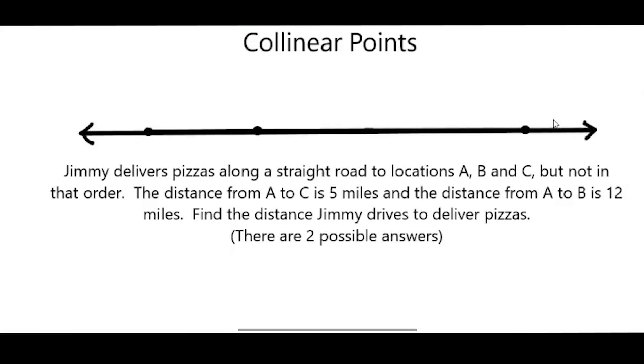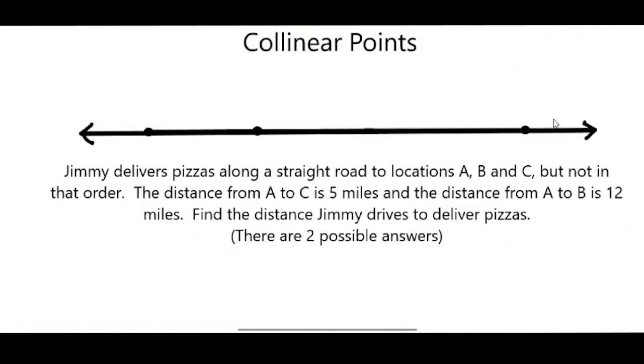Jimmy delivers pizzas along a straight road to locations A, B, and C, but not in that order. The distance from A to C is 5 miles, and the distance from A to B is 12 miles. Find the distance Jimmy drives to deliver pizzas. There are two possible answers here. So first thing you want to do is draw a diagram.